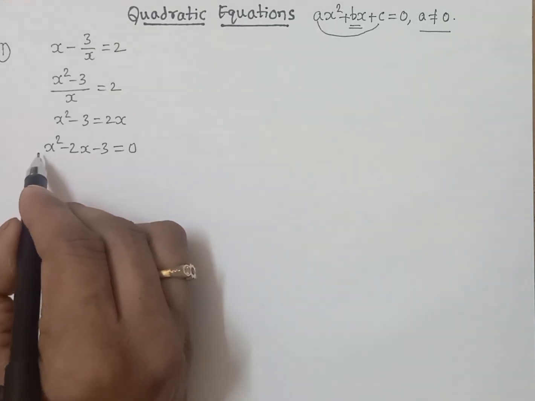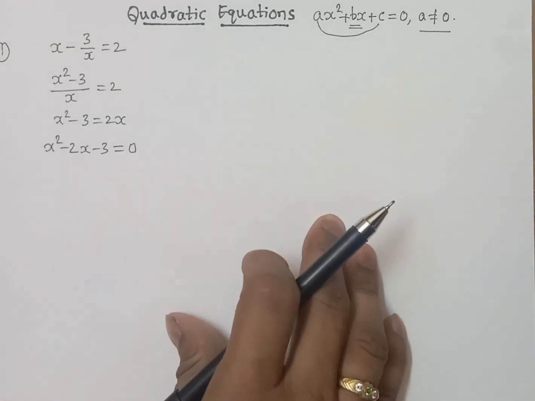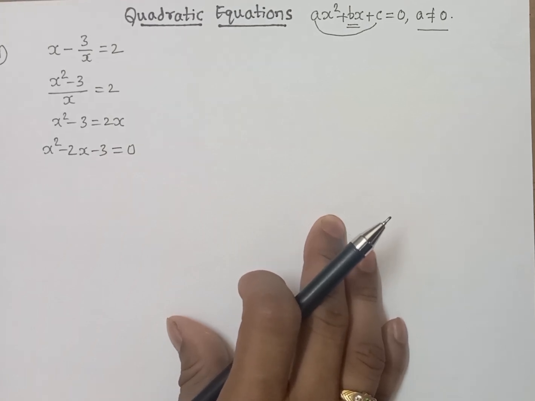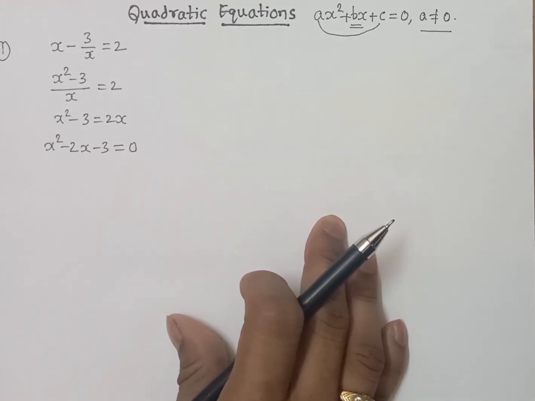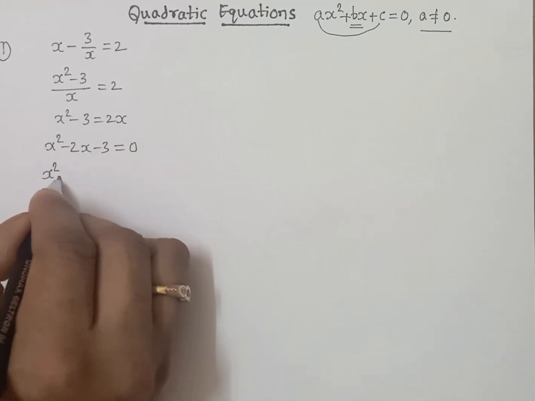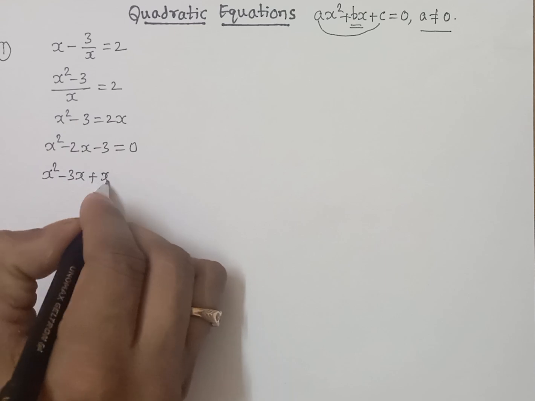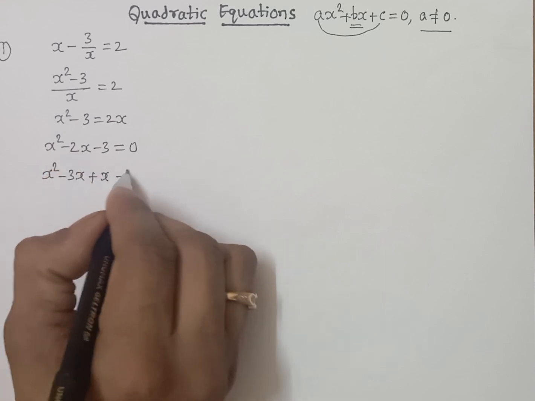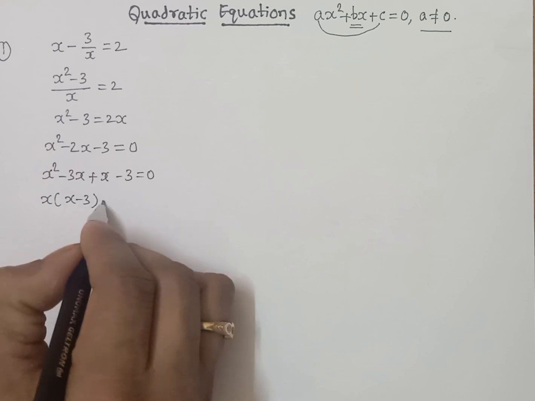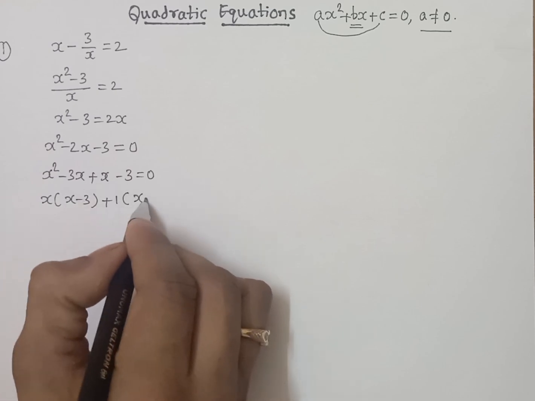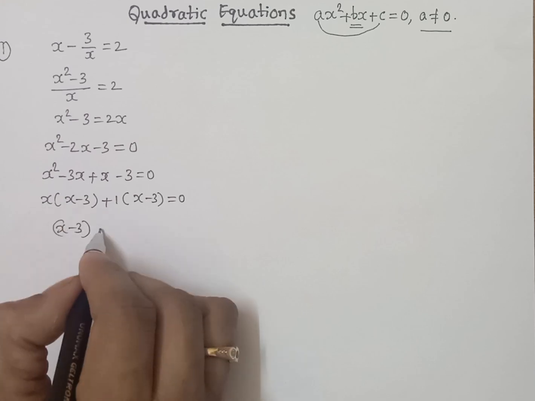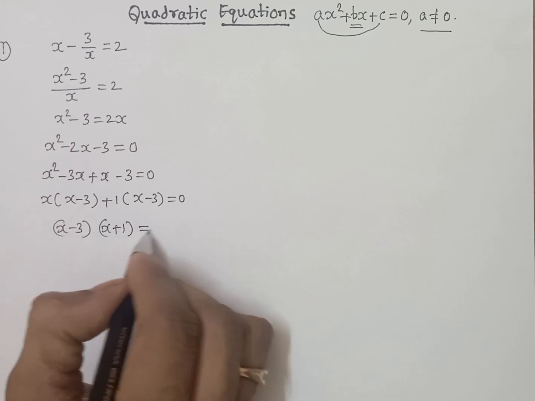So if I do the same here, 1 into minus 3 will give minus 3. We can write 3 minus 1, which is 2. So we can do the same here. I'm writing this as x square minus 3x plus x, which gives minus 2x, minus 3 equals 0. If I take x common, x minus 3, and then take 1 common, x minus 3 equals 0. If you take x minus 3 outside, we'll be getting x plus 1 is equal to 0.